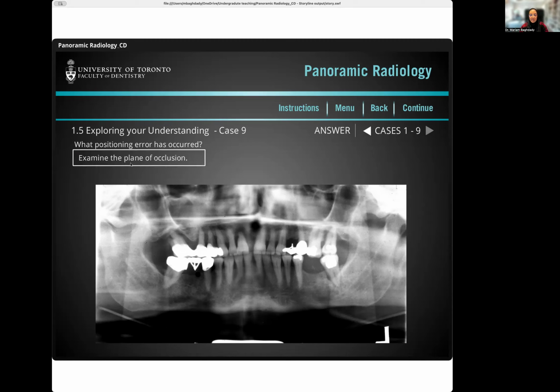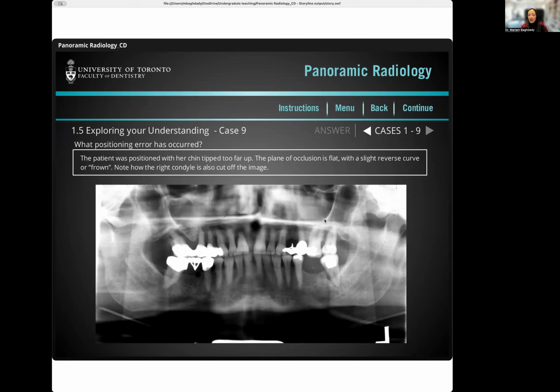So if you were to see a tip, explain the plane of occlusion exactly as you did. Thank you, Fatima. And then you see that the patient was positioned with her chin tip too far up, and the plane of occlusion is flat with slight reverse curve or frown. Note that the right condyle is also cut off of the image.